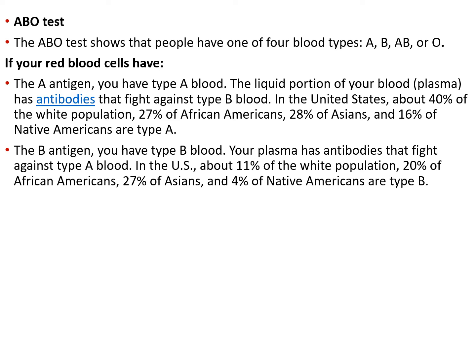So very simply, if you have the A antigen, you have type A blood, right? So the liquid portion of your blood, the plasma, has antibodies that fight against type B blood. That's the takeaway. If you have the B antigen, you have type B blood. So your plasma has antibodies that fight against type A blood.